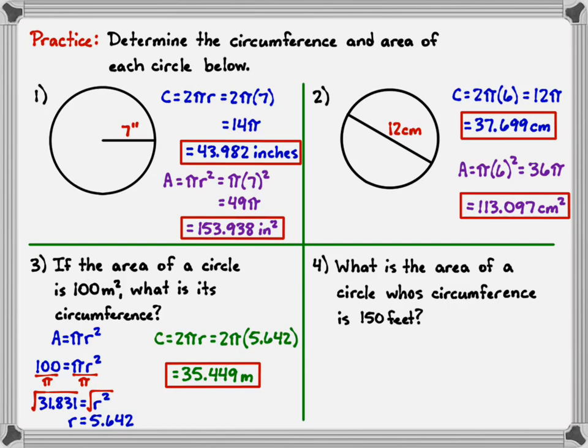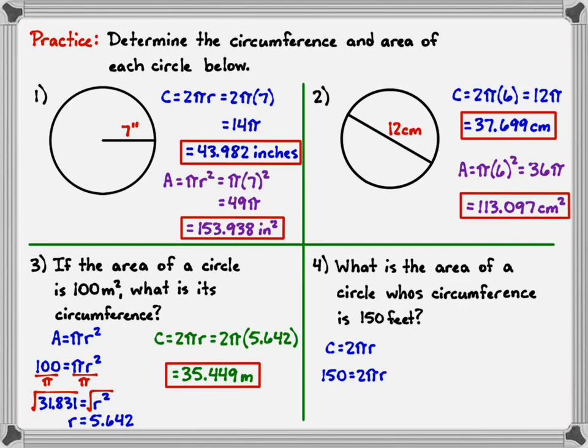For number 4, what is the area of the circle? I spelled whose wrong. What is the area of the circle whose circumference is 150 feet? So this is kind of backwards. Here I'm giving you the circumference and I'm asking for area. Well, again, in order to find area, we need to know the radius. So we're going to take our circumference. Remember, circumference is 2 pi r. We're going to plug in the 150 into C because that's the circumference. And then we're going to solve for r.